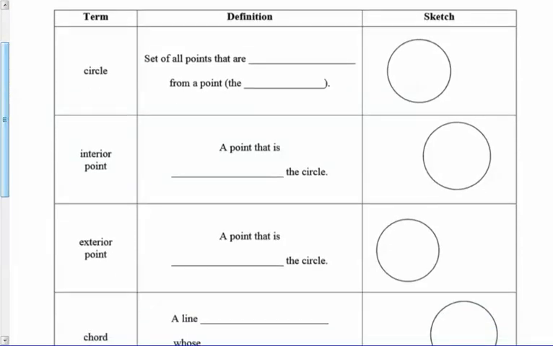So the definition of a circle is a set of all points that are equidistant from a point, which we'll call the center, right? So if that's the center of the circle, then all these points here are equal distance. Point 1, point 2, point 3, they're all equal distant from point C, all right? So that's the definition of a circle, all the points that are equal distance from C.